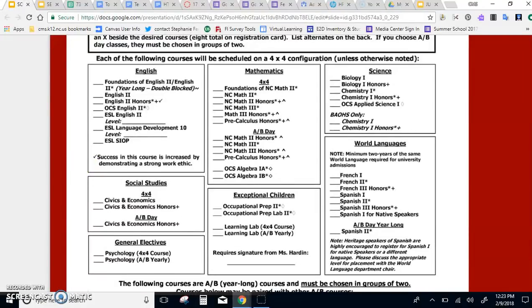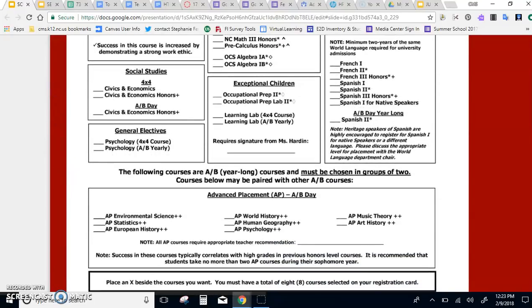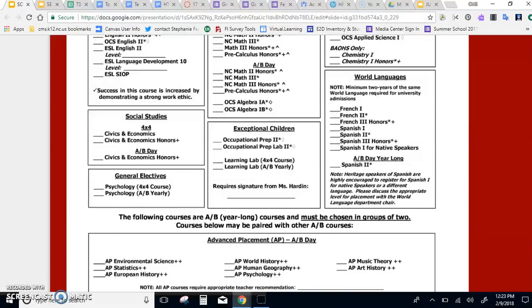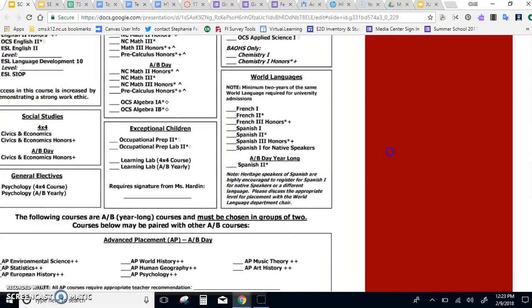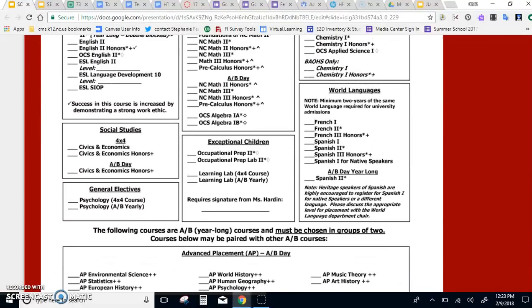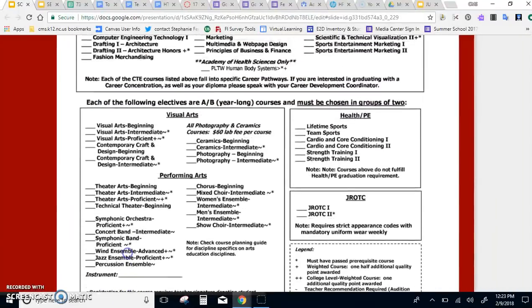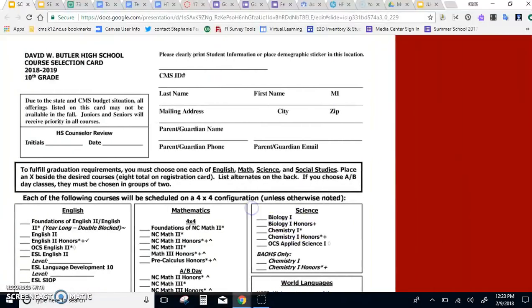You'll see the required 4x4 or 8A/B-Day civics and economics offerings, as well as many 8A/B-Day AP social studies courses. Next, let's look at world languages. Most world languages, with the exception of Spanish 2, will be offered on the 4x4 configuration. Next, let's look at electives. General electives are listed in the center of your card and also on the back of the card. Notice that electives such as psychology are now offered on both the 4x4 and 8A/B-Day configurations.